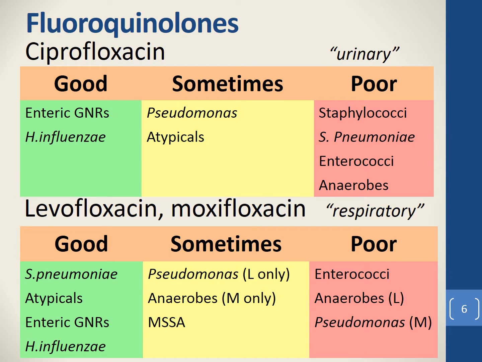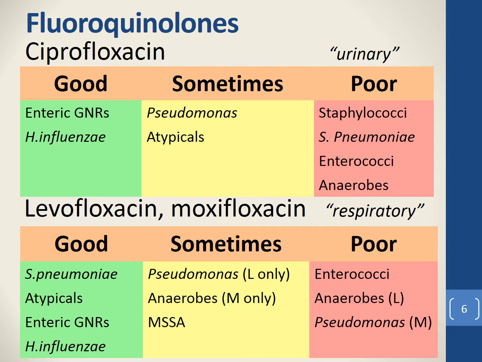In terms of the spectrum, we tend to break these up into thinking about them two different ways. We think of ciprofloxacin sort of as its own entity, and then levofloxacin and moxifloxacin, and there's also a couple of other agents that are lesser used that I didn't include on this slide, but we divide them into these two sort of silos, being the urinary fluoroquinolone coverage of ciprofloxacin and the respiratory fluoroquinolone coverage of levofloxacin and moxifloxacin.